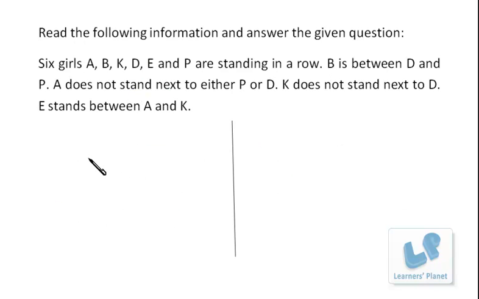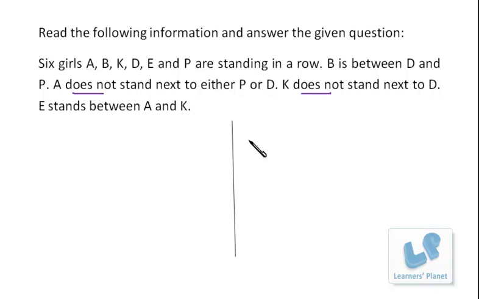Now here in this set of questions, 6 girls A, B, K, D, E and P are standing in a row. It's not a circular arrangement, it's a linear arrangement. So I have drawn a line over here. Now B is between D and E. Four instructions are given over here. So first of all, we do not take the negative, that is does not and does not. What's positive given to us? First of all, let's try to fill that up.